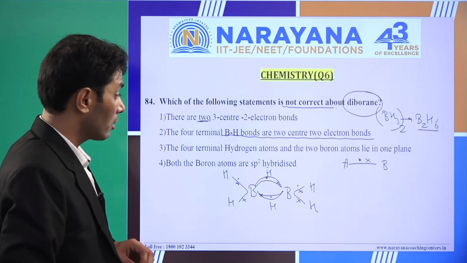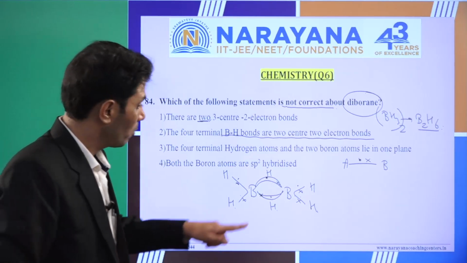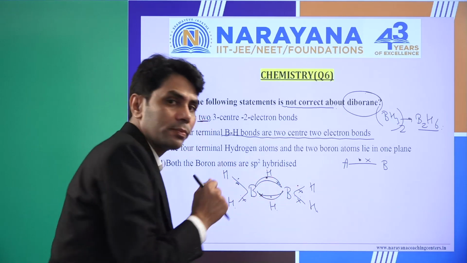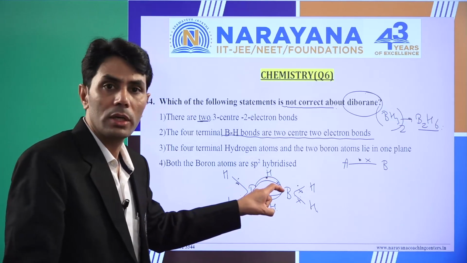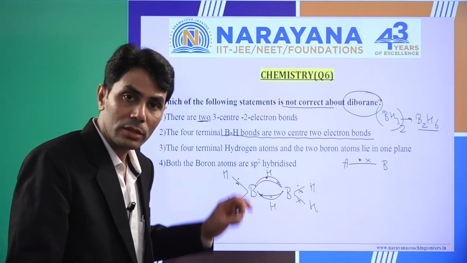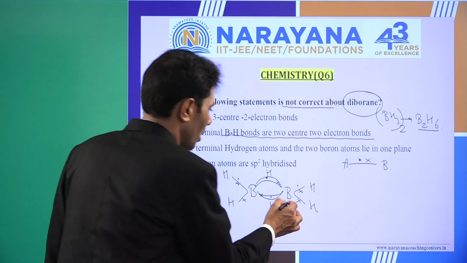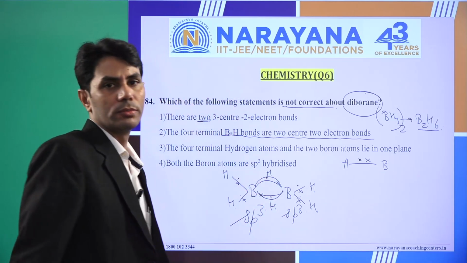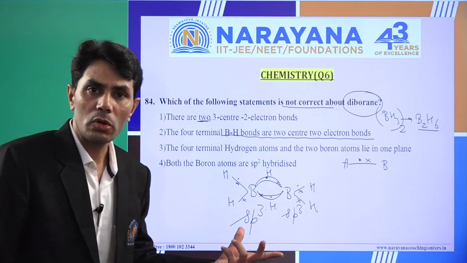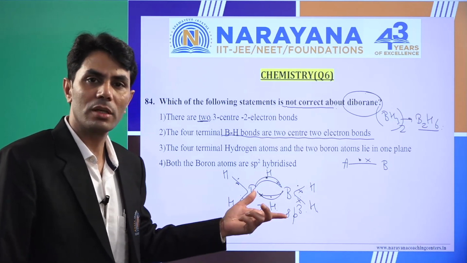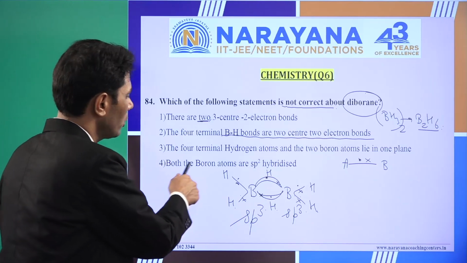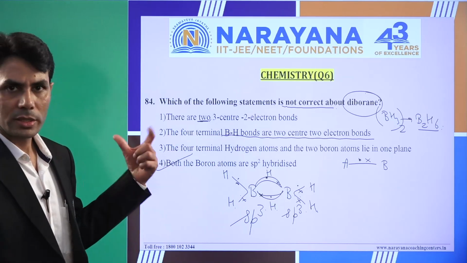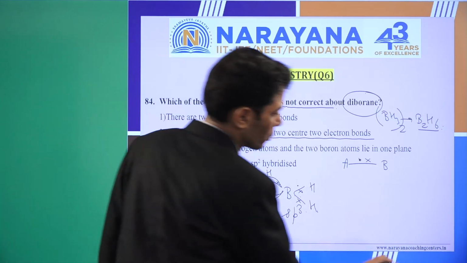Both the boron atoms are sp2 hybridized. No. One boron atom has formed four bonds: 1, 2, 3, 4. It means it has to use four orbitals, 1 s orbital and 3 p orbitals. So the hybridization of each boron must be sp3, not sp2, because it has to form four bonds. They are saying both boron atoms are sp2 hybridized. No, it is incorrect. So we select the fourth, right? We are supposed to find the incorrect one.